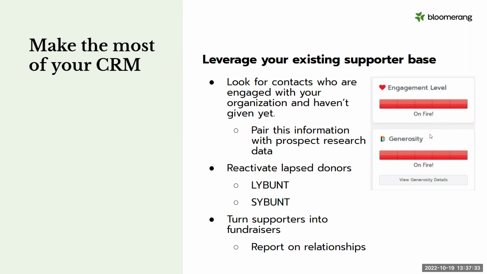What might it tell you? And feel free to jump in the chat. What might it tell you if you have a constituent who has a low engagement level but has a high generosity level? What could that tell you? If they have a low engagement level, so low engagement with your organization and high generosity level, what does this tell you about this constituent and how might you approach them?